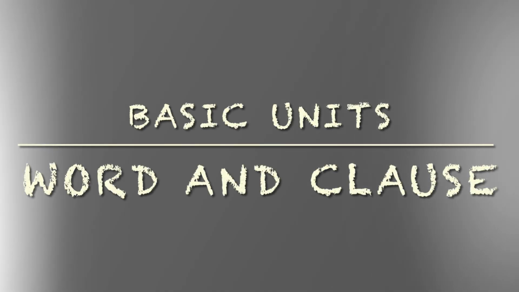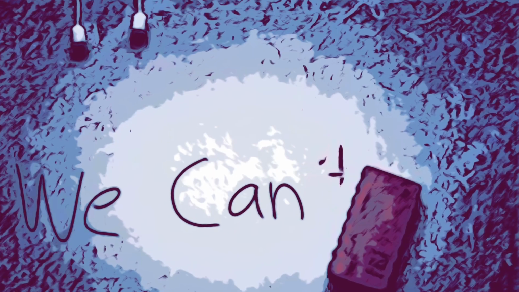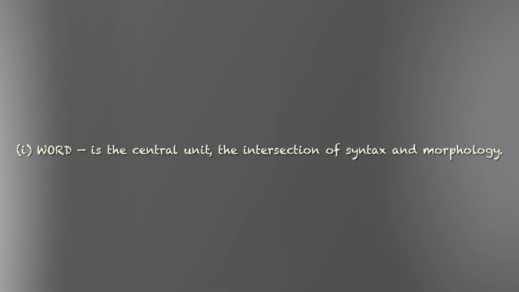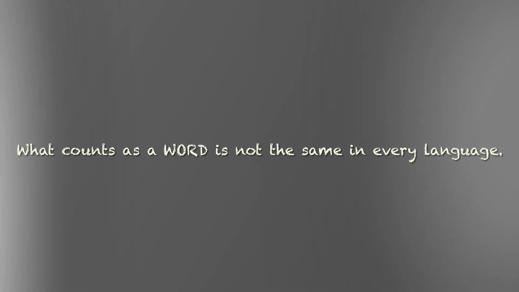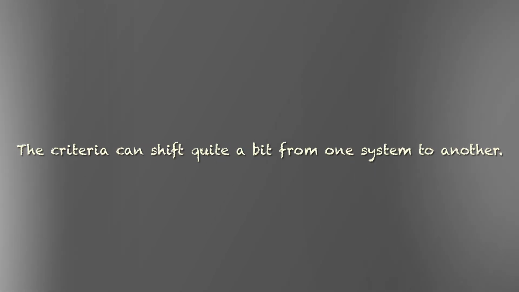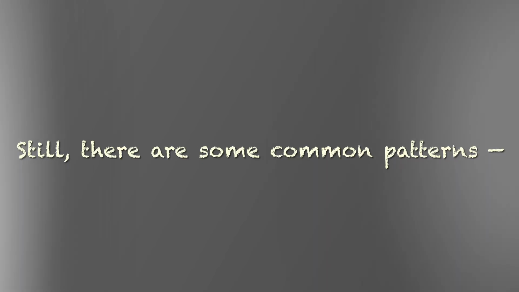At the foundation of any grammatical description, there are two units we simply cannot do without: the word and the clause. Word is the central unit, the intersection of syntax and morphology. What counts as a word is not the same in every language at all. The criteria can shift quite a bit from one system to another. Still, there are some common patterns.